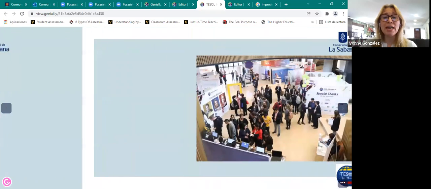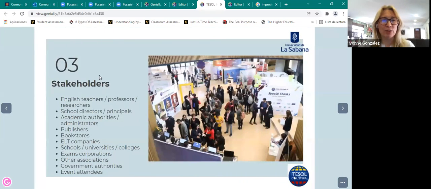Okay. With that in mind, now we can think about the stakeholders. So the stakeholders are so important for all the associations, the TESOL associations. Why? Because they are the main reason why we're doing what we're doing. So make a list of all the stakeholders that you can identify for your association. Here you have a list of some examples like the teachers, professors, researchers, schools, universities, the directors, principals, publishers, bookstores, etc.